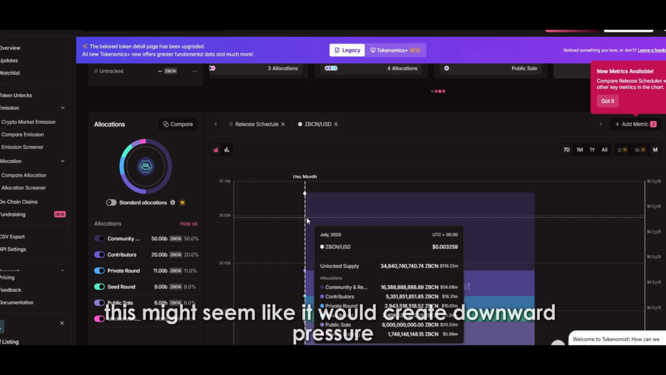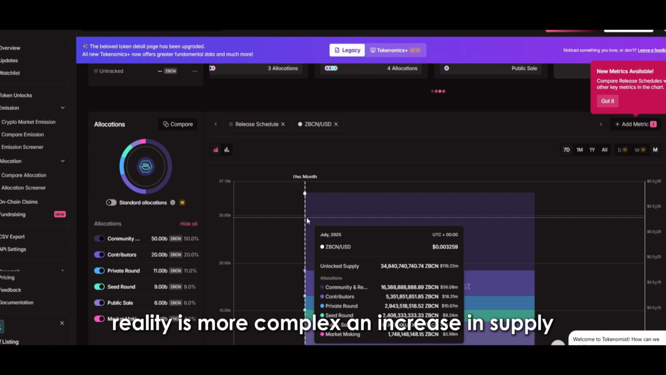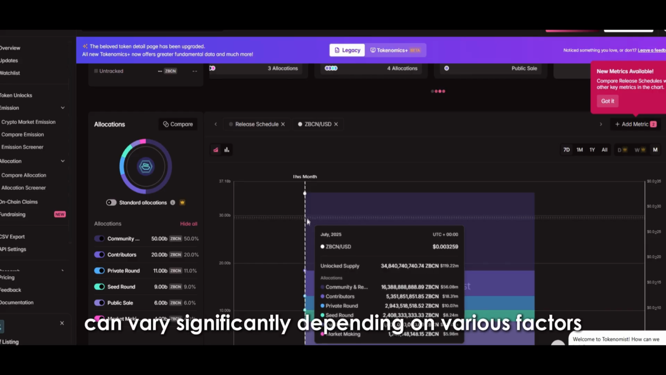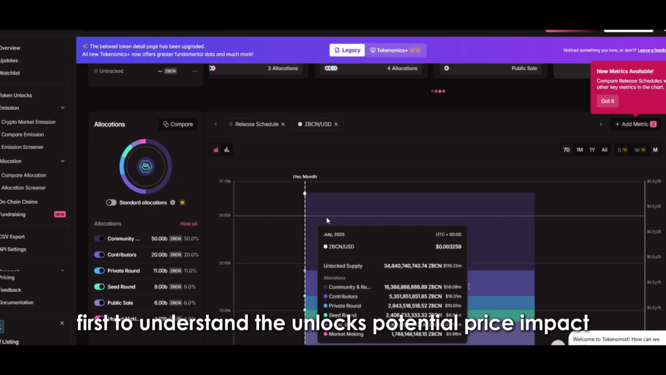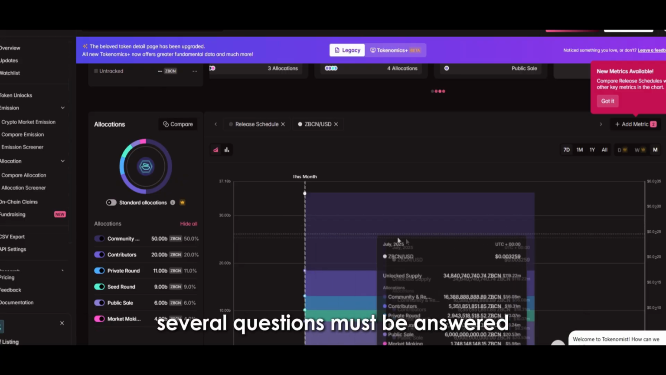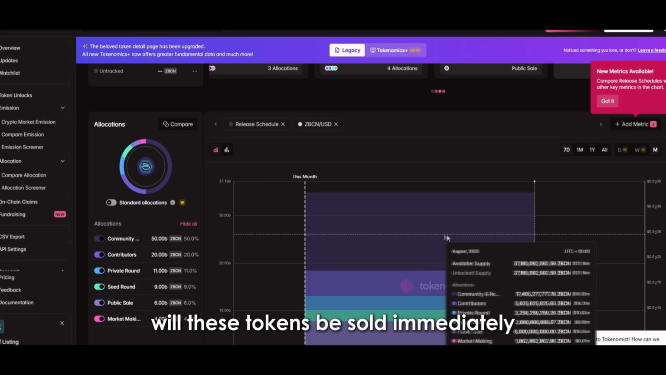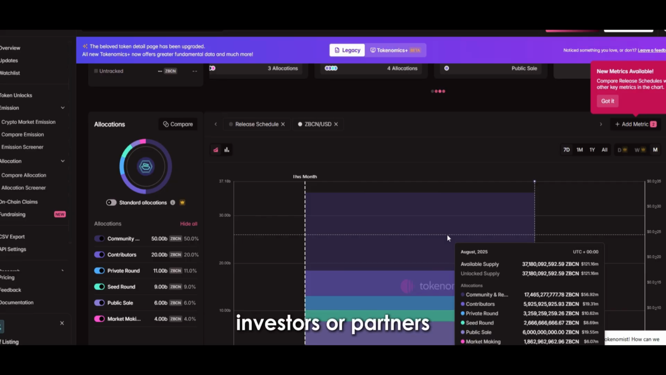At first glance, this might seem like it would create downward pressure on price due to increased supply, but the reality is more complex. An increase in supply does not automatically mean a drop in price. The market impact of such unlocks can vary significantly depending on various factors. First, to understand the unlock's potential price impact, several questions must be answered. Who will receive the 3 billion tokens being unlocked? Will these tokens be sold immediately? Or will they be held by the project team, investors, or partners?